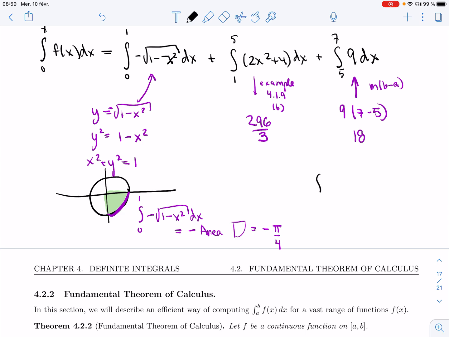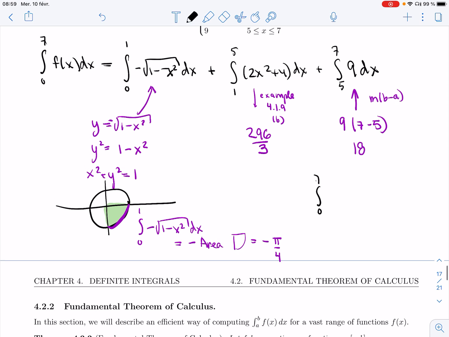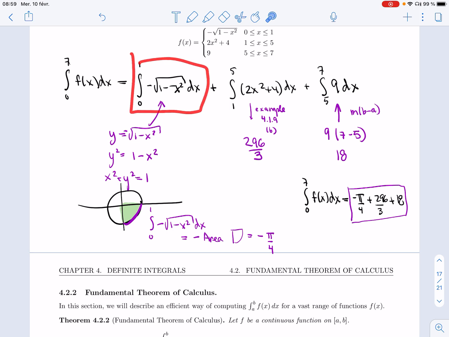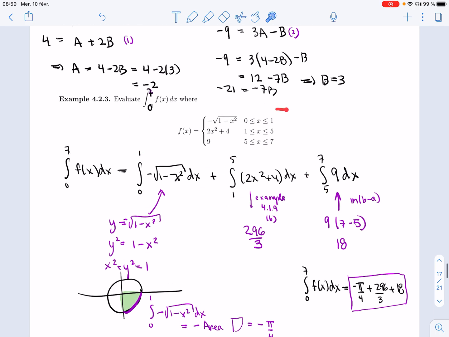All right, so let's get back. The integral from 0 to 7 is equal to minus pi on 4 plus 296 over 3 plus 18. This is a horrible number. All right, so you could see we split it into the different parts. We took it from 0 to 1, from 1 to 5, and from 5 to 7, and that allowed us to look at this piecewise function and to integrate each part separately.